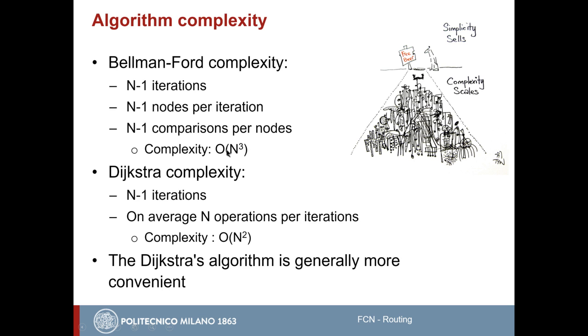Big O means that when n tends to become large, so tends to infinity, the real complexity, which is a function of n that we actually don't know exactly, will never be more than this function that we know. In case of Dijkstra, we have always n-1 iterations, and then on average, we have n operations per iteration. So the complexity is less than Bellman-Ford, only n squared. So Dijkstra is generally more convenient. Okay.